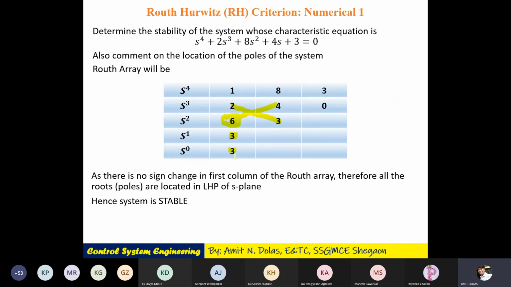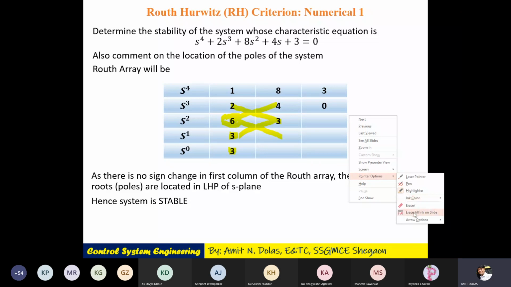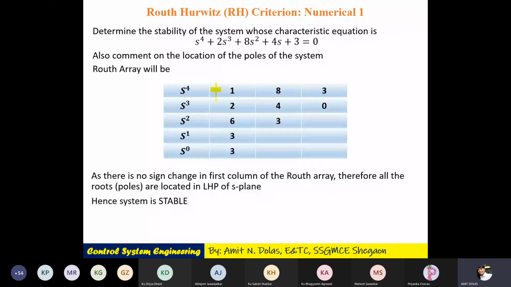And here this 3 comes as it is, because for this you have to calculate 3 into 3 minus 6 into 0, so it will be 9 divided by 3 itself, so it will be 3. So this is the answer, Priyanka. Your answer is right, and all the elements are positive. You can see all the elements in the first column are positive. Therefore, there is no change in the sign of the first column of the Routh array. Therefore, all the roots or poles are located in the left half of the S plane. Hence, the system is stable.